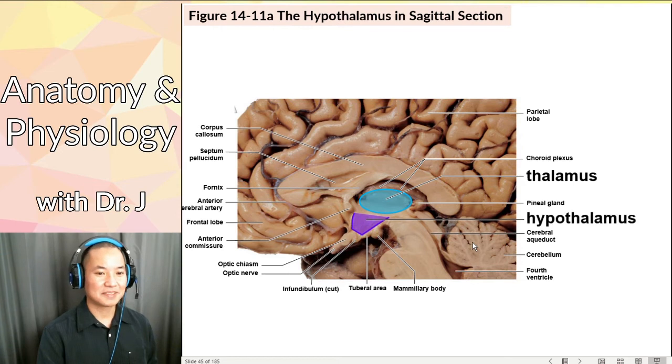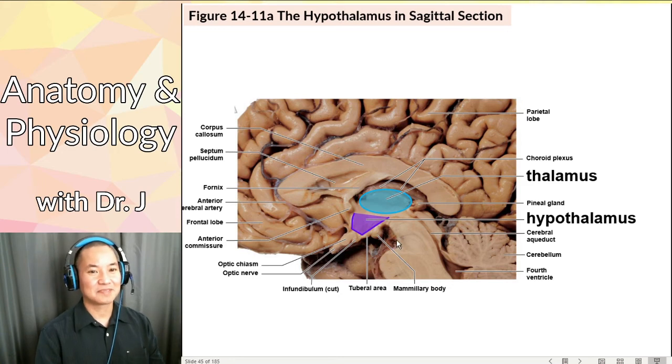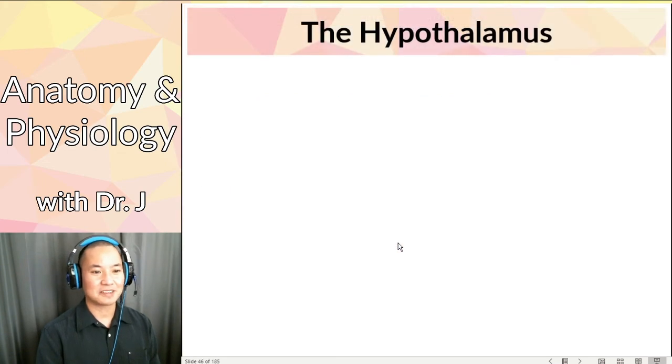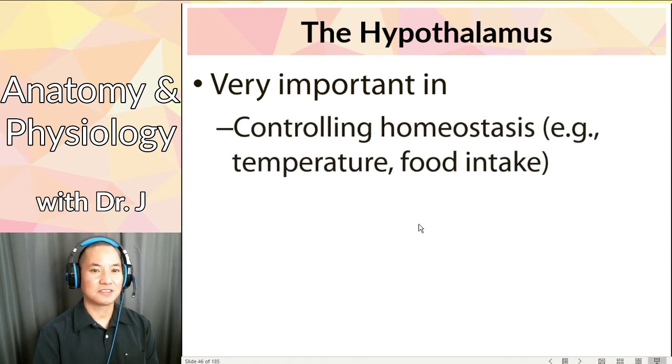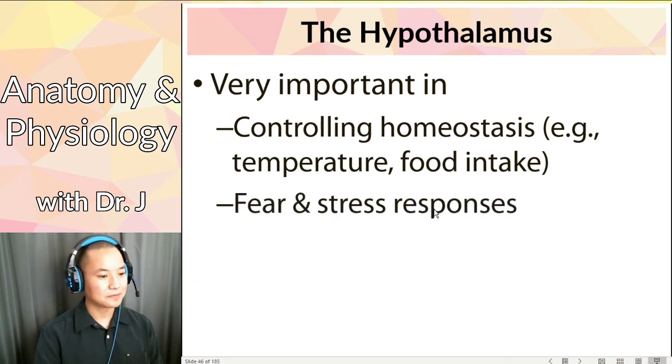Now, the hypothalamus is very important, but you can really go down the rabbit hole, so I'm drawing a tight circle here with the hypothalamus. It's very important in many things, including controlling homeostasis, like regulating your body temperature. Are you too hot? Are you too cold? And also your food intake. So damage to the hypothalamus can cause someone to be perpetually hungry or have no interest in food at all. It's very interesting.